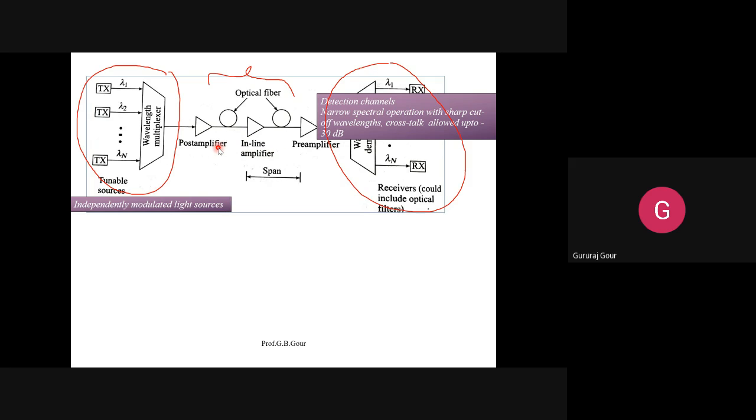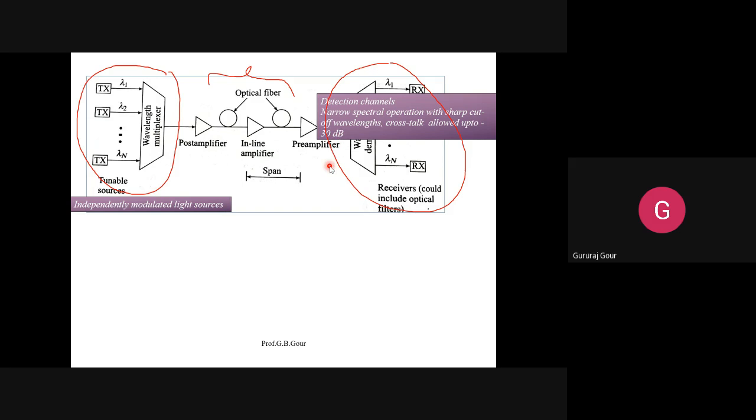Post amplifier is called so because it is the first amplifier that is going to receive the output of the multiplexed signal, the equivalent multiplexed signal. It is going to amplify it and then it will be transmitted. And it is called post because this amplifier will be kept at the output of the multiplexer.